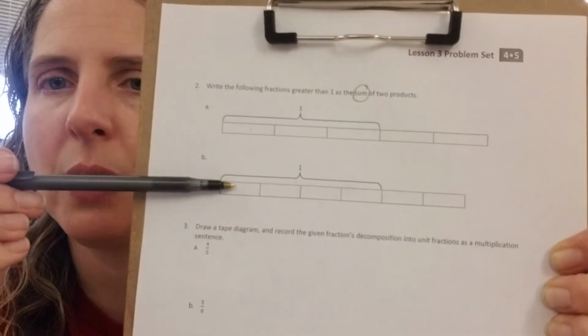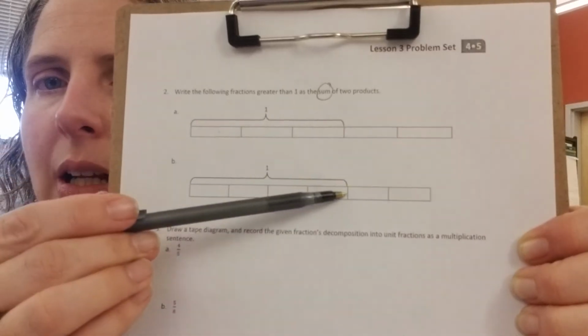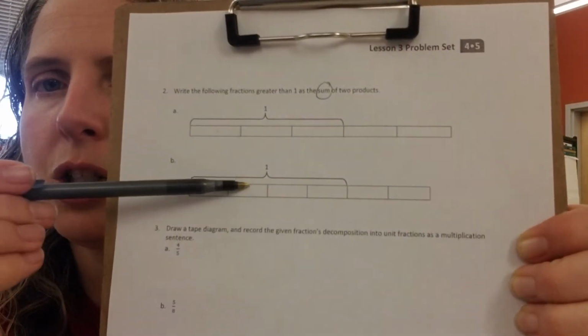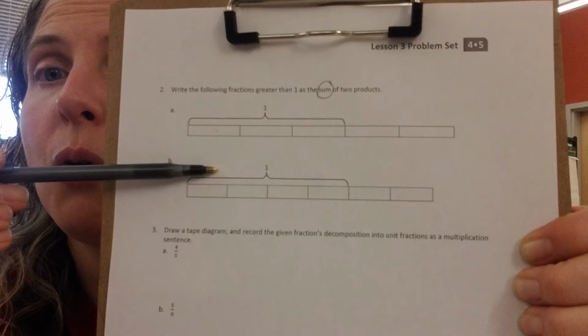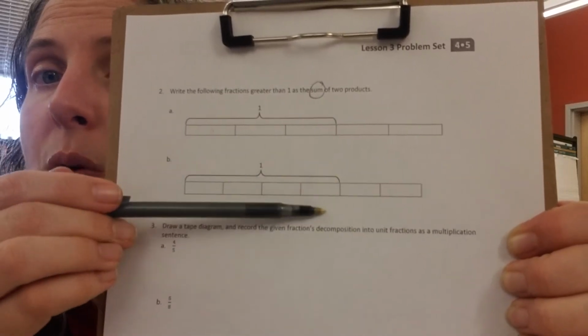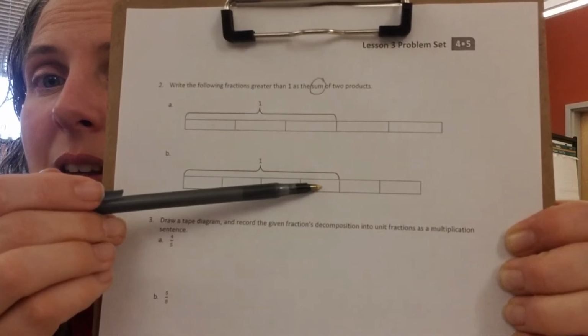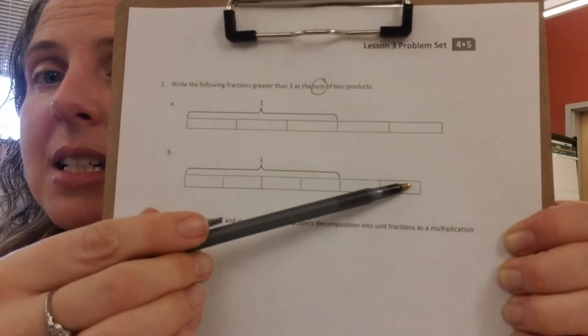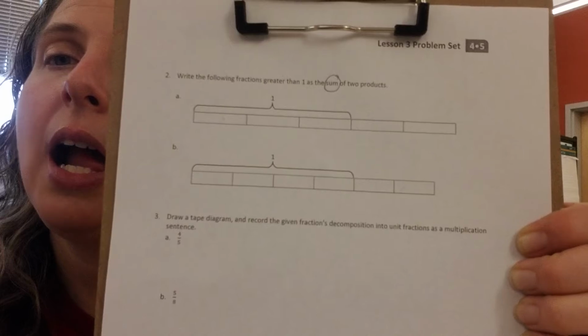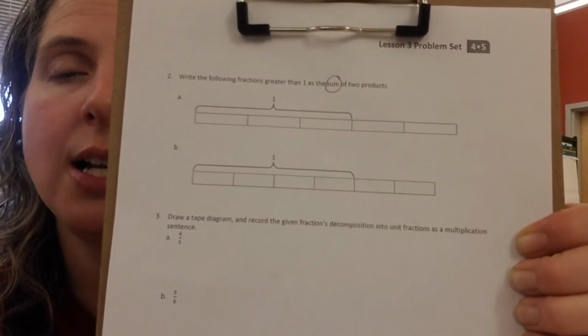Okay, what about this one? How many makes 1 here? 1, 2, 3, 4. 1/4 plus 1/4 plus 1/4 plus 1/4 equals 4/4. But how many fourths do we really have? There's 4, 5, 6. I want you to pause the video and try to write 2 addition problems for each.